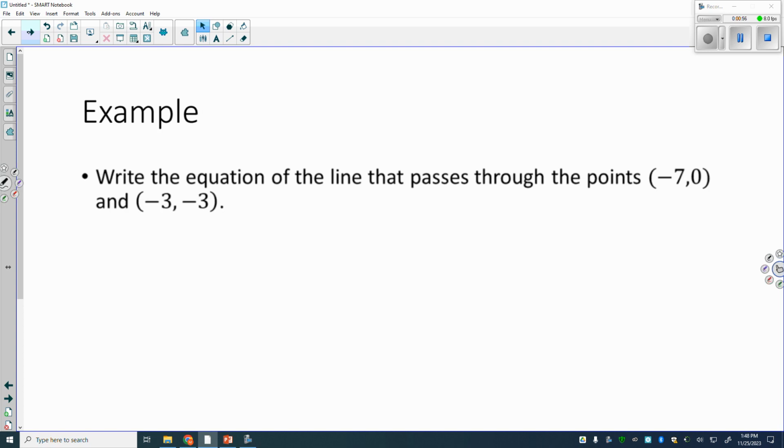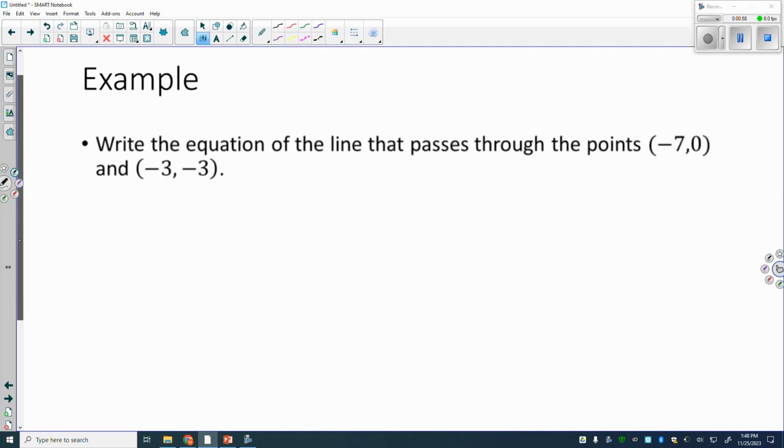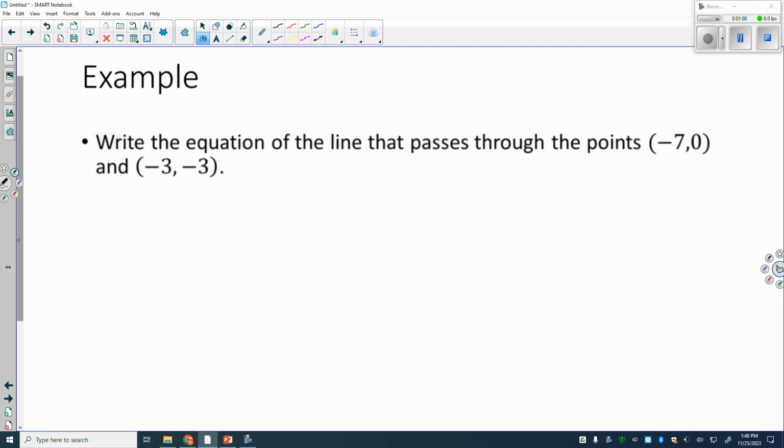So on this example, I want to write the equation that passes through the points. And I've got these 2 points, and I can go through and do this a couple of different ways. But it doesn't matter what we need to do, we're going to have to find slope first. And remember, we find slope using our slope formula, y2 minus y1 over x2 minus x1.